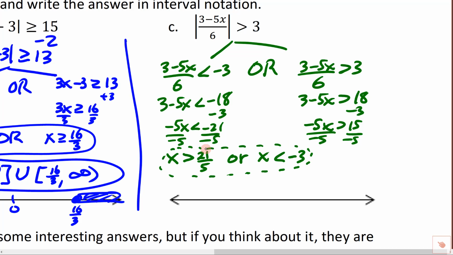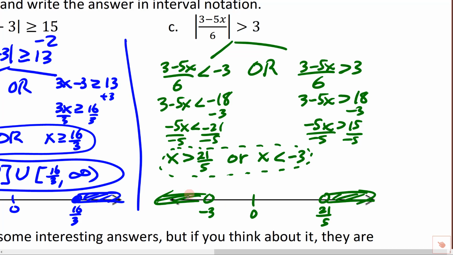So now let's graph this. Bigger than 21/5, so that's a little bit bigger than 4, and less than negative 3. So we're going to do this. 0 here, negative 3 here. Open circle on each one of them. 21/5, we'll put that about right here. And bigger than 21/5, we're shaded this way. Less than negative 3, so we're shaded this way.